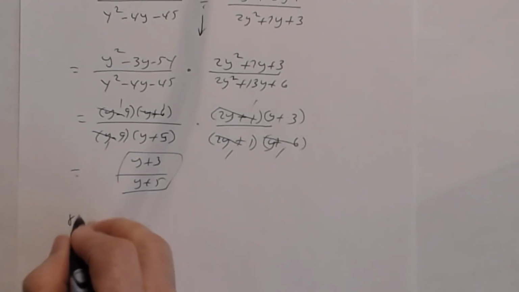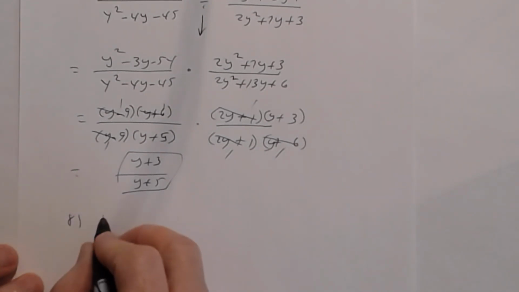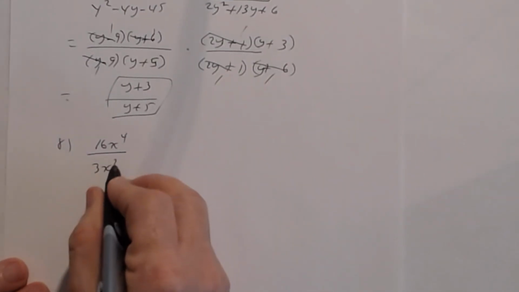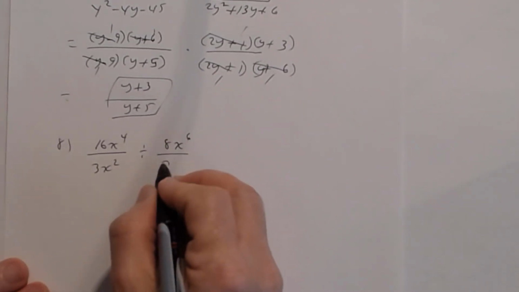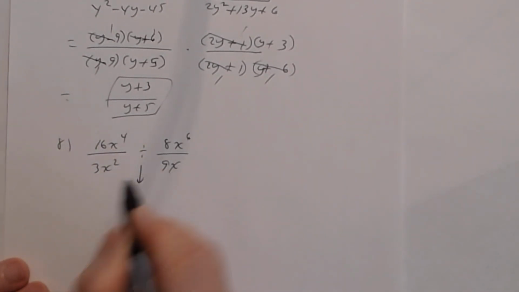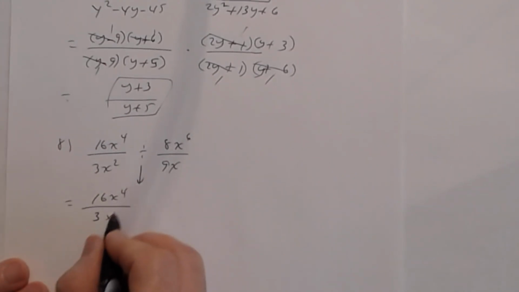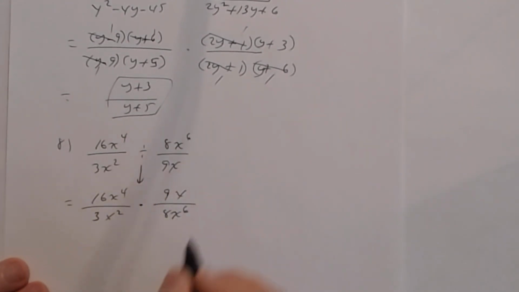All right, I'm going to do one more with this one, and the reason I'm doing it is because students get confused somewhat with this one. So watch. It's going to be 16x to the 4th divided by 3x squared divided by 8x to the 6th divided by 9x. All right, so first of all, we're going to change this to a multiplication problem. So I have 16x to the 4th divided by 3x squared times 9x divided by 8x to the 6th.